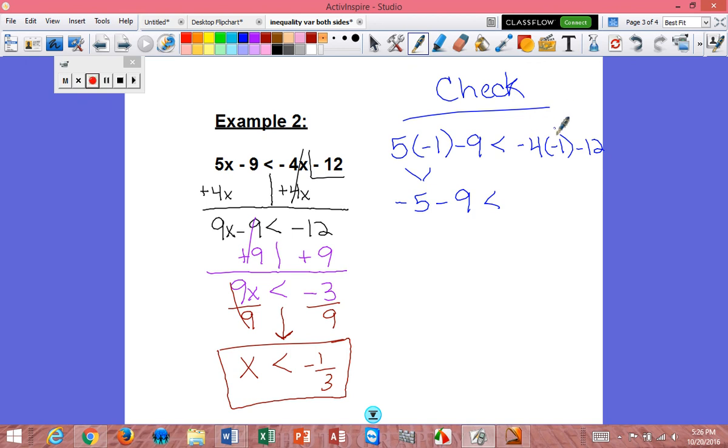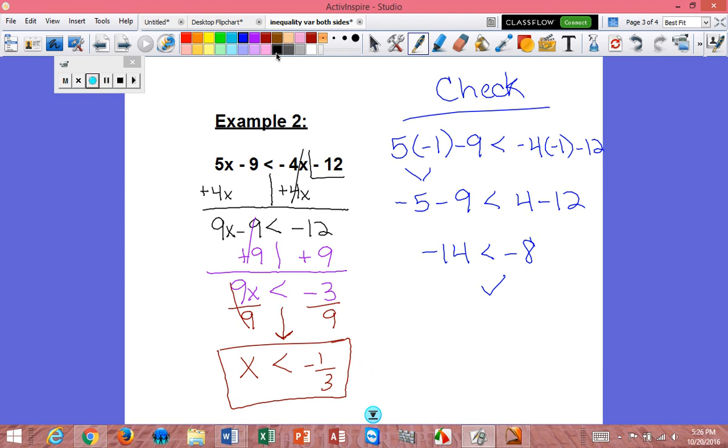Here we have a negative 4 times a negative 1. That's a positive 4. And then we carry down the minus 12. Negative 5 minus 9 would be negative 14. And 4 minus 12 would be negative 8. And negative 14 is less than negative 8, so we know our solution set is accurate.